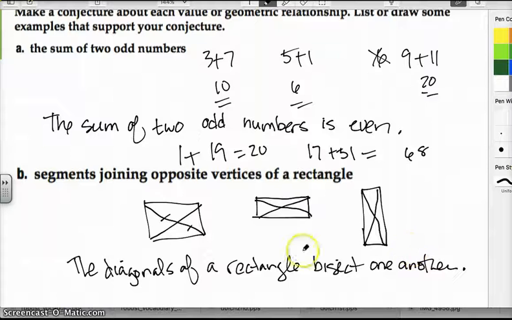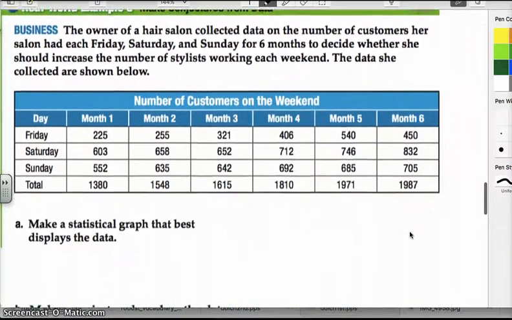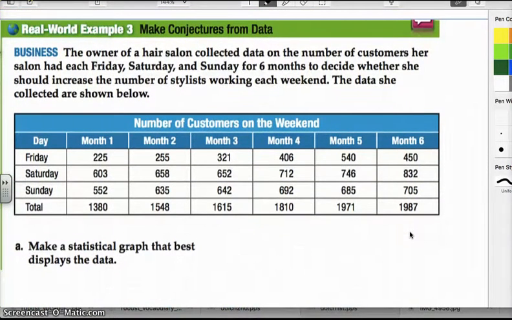And after that, I might draw some more rectangles and demonstrate that they certainly look like they bisect one another. All right. With that in mind, let's take a look at this example. Here we have the owner of a hair salon who collects data about how many people come to her salon Friday through Saturday. She collects this data for 6 months, and she's doing this to figure out if she should hire more people.